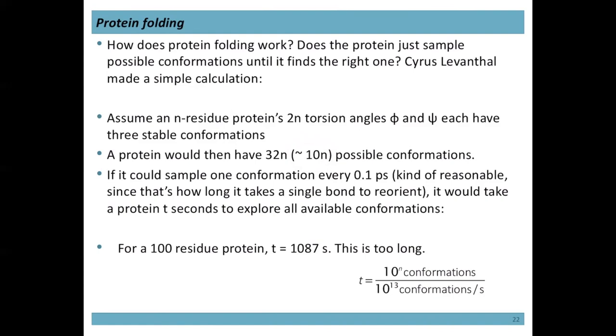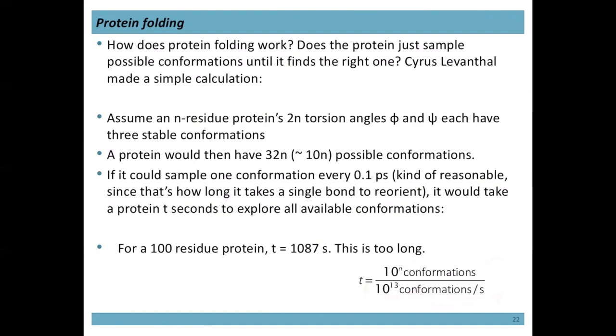And so again, about 1 picosecond, that's about how long it takes for a bond to reorient. It would take a protein t seconds to explore all possible available conformations. And so you can see this little calculation. So I got 10 to the N conformations. So N is the number of residues. And you got 10 to the 13 possible conformations there.